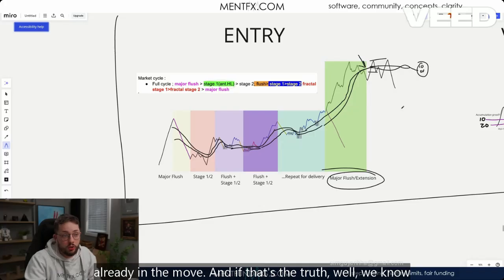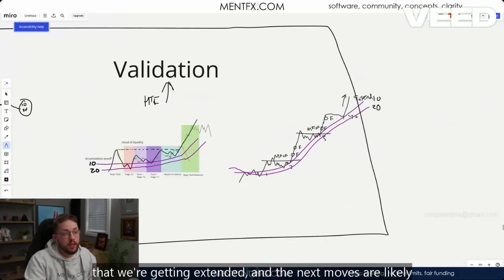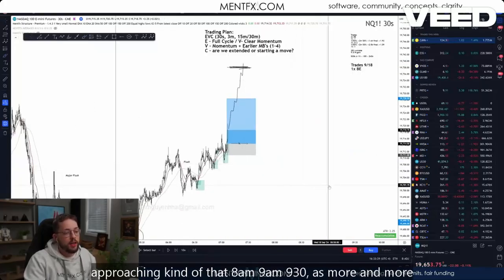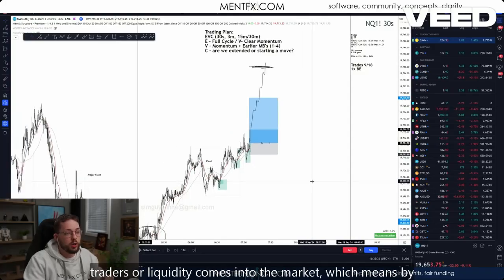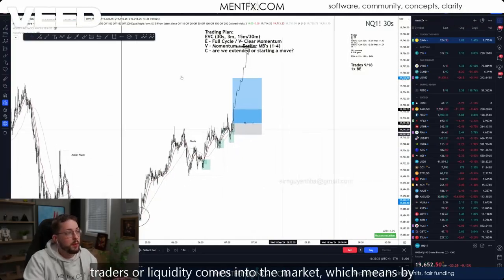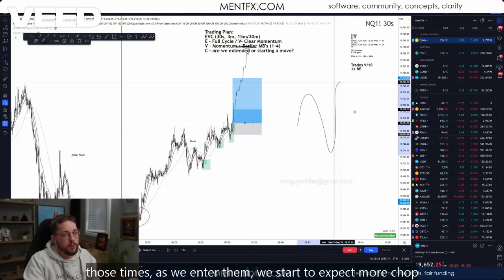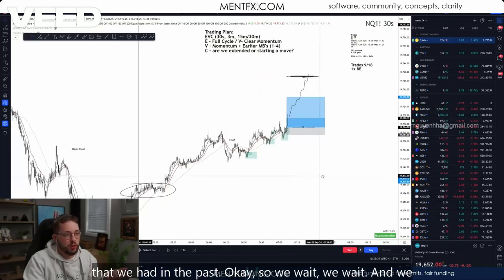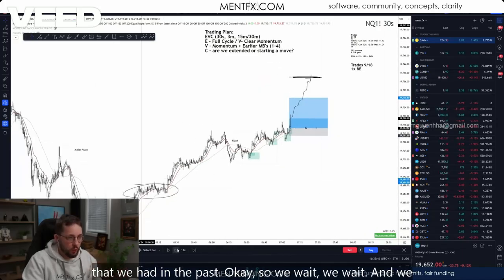And if that's the truth, well, we know that we're getting extended and the next moves are likely going to be chopped, with the added exception that we are approaching that 8 a.m., 9 a.m., 9:30 as more and more traders or liquidity comes into the market, which means by those times, as we enter them, we start to expect more chop to start a new direction or continue a direction that we had in the past, okay?